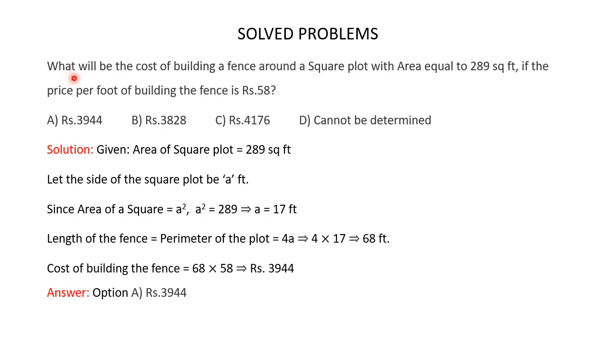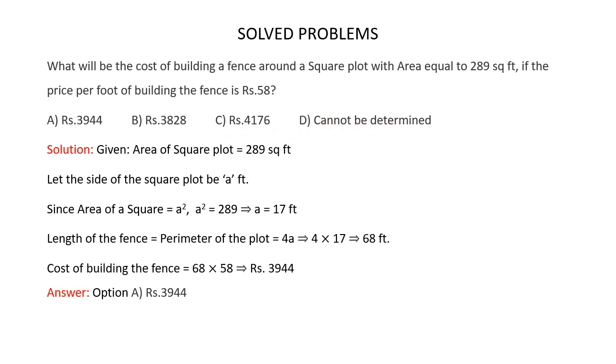What will be the cost of building a fence around a square plot with area equal to 289 square feet if the price per foot of building the fence is rupees 58? Here you are given four options and you have to find out which of these options is the correct one.